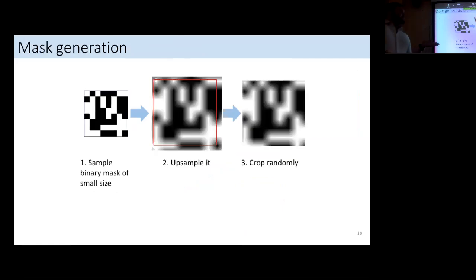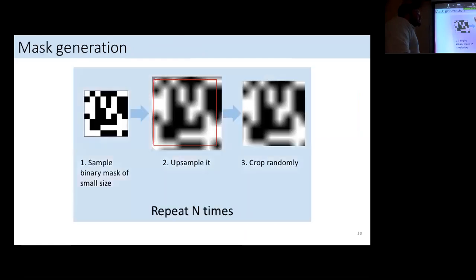This is just a little more illustration of the whole process. We take those smaller binary masks, we upsample them to a larger size than the original image, and then we randomly crop out from that the size of the original image itself.